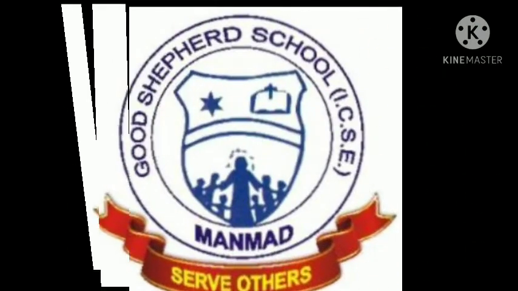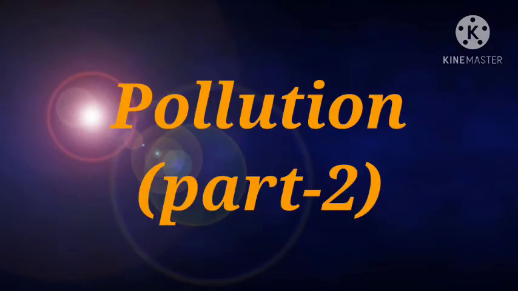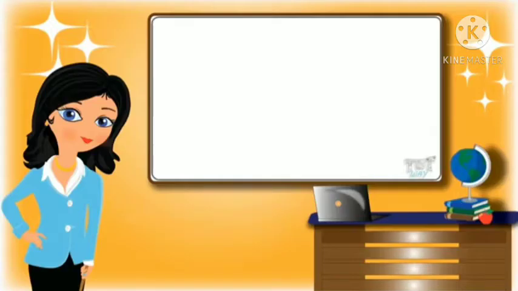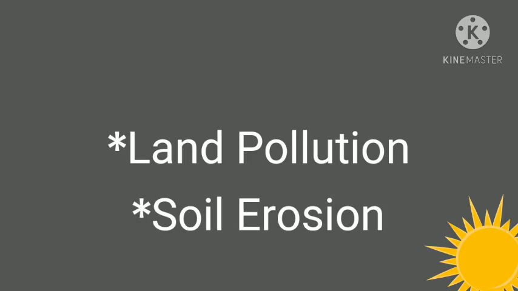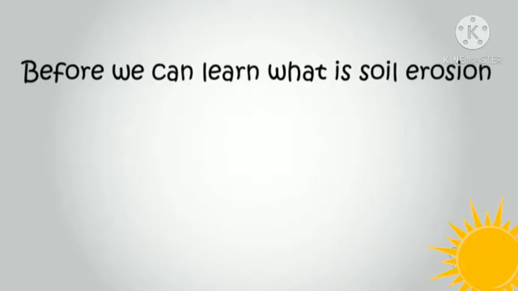Dear students, we have already started our social studies chapter on pollution. We learned about air pollution and water pollution, and the causes of air pollution and water pollution. Now, today's topic is land pollution. Before we learn what land pollution is, dear students, we should know how soil is formed.